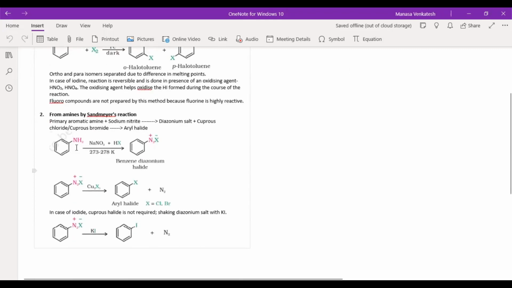So what happens is when an amine reacts with sodium nitrite, it leads to the formation of something called a benzene diazonium salt.